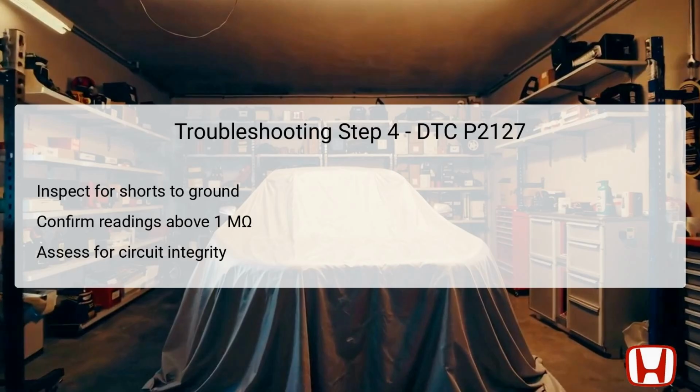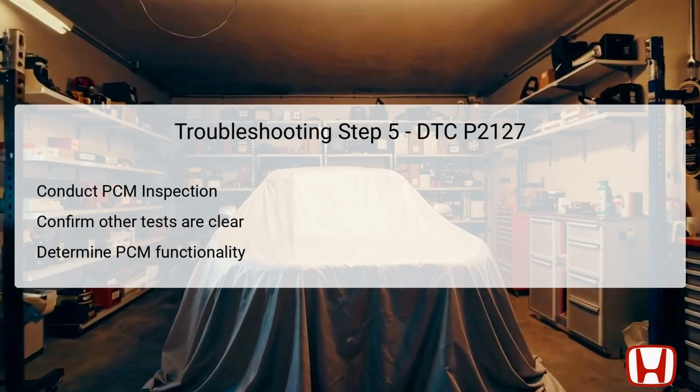If this reading is less than 1 megaohm, it suggests that a short circuit exists, which could severely impact the performance of the accelerator system and lead to DTC P2127 becoming active. Assessing these circuit conditions helps to identify whether the wiring needs repair or replacement.